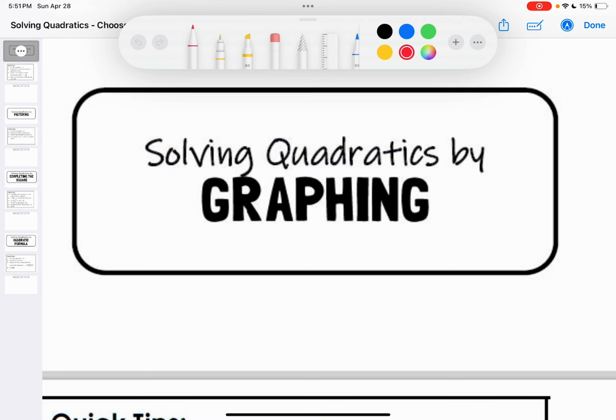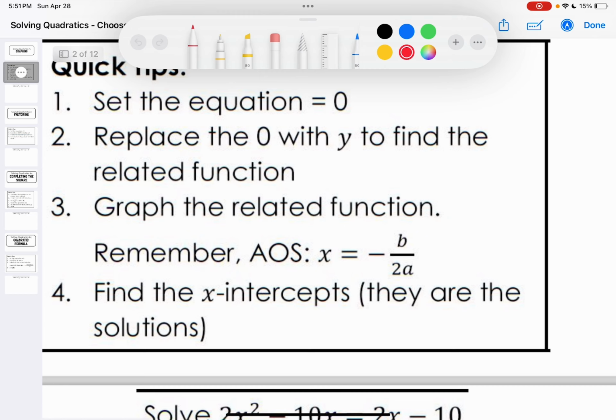We talked about it being one that can work on every problem, but also kind of a time-consuming one. We don't really want to have to graph a quadratic, and if the solutions aren't whole numbers, it becomes kind of a tedious task. So when you would want to use it, you'd want to make sure the equation's equal to 0. You'd replace the 0 with a y, so that we create a quadratic that we can graph. And then we would graph it.